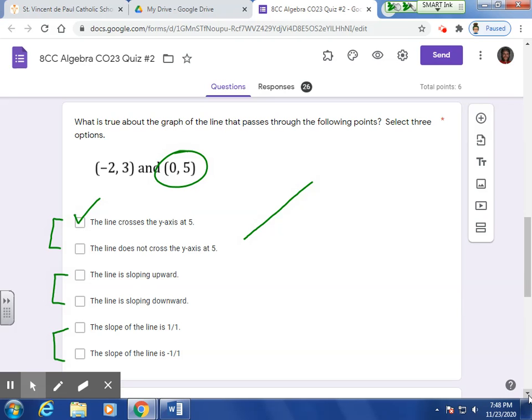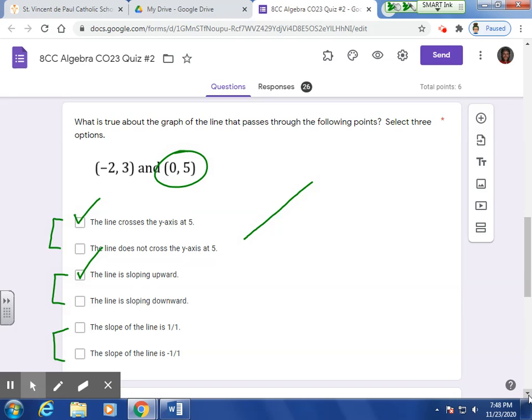And someone might come at you and say, well, yeah, but if you go like this, now you're sloping downward. Well, that's reading the graph from right to left. Okay, you read a graph like you read a page in a book, go from left to right, and it's sloping upward. So, cha-ching. And the last one, the slope of the line is 1 over 1 on your coordinate plane.